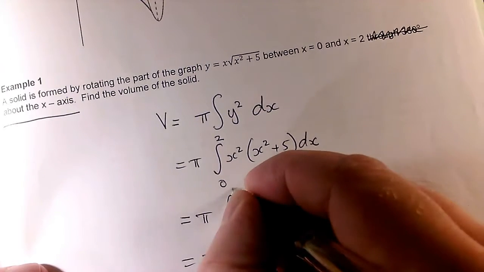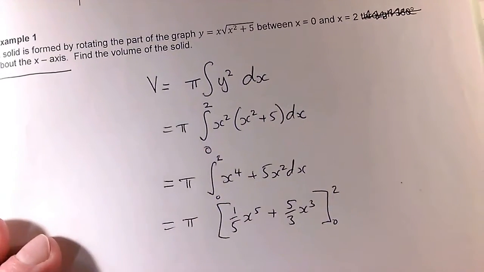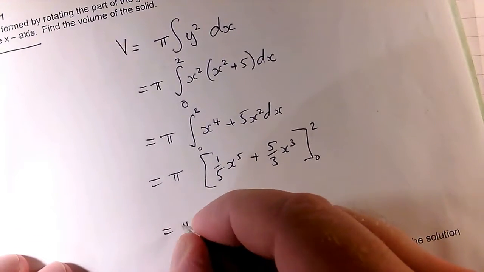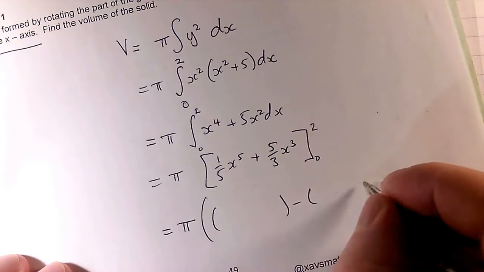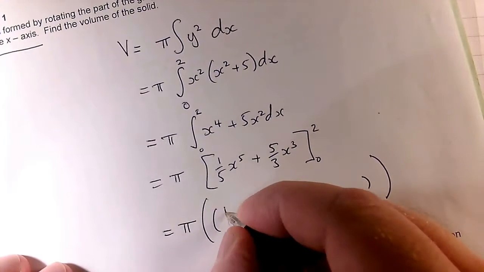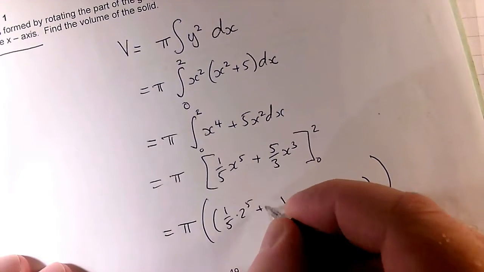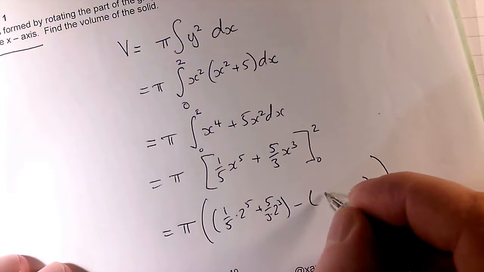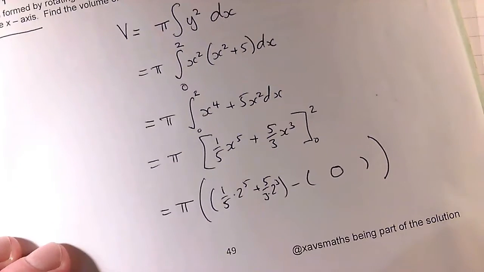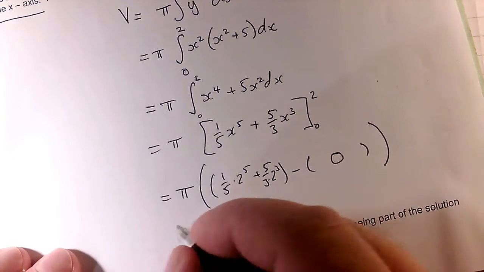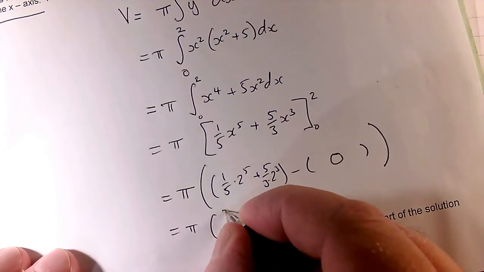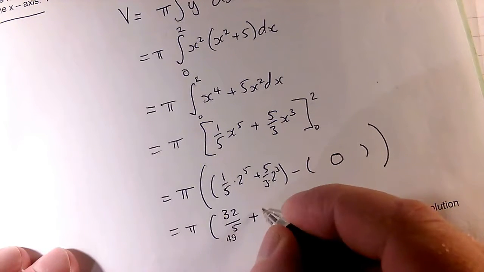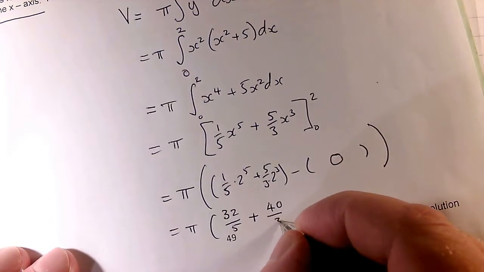Best not to lose your limits on the way through, but you can just remember them at the end. So we've got to slap our limits in, so we're going to get pi times a round bracket minus a round bracket. So it's a fifth times 2 to the 5 plus 5/3 times 2 cubed, and in this bracket it's 0 to the 5 and 0 cubed. Oh, that is just going to be 0. So we've got 2 to the 5, which is 32 over 5, so it's pi times 32 over 5 plus 5 times 2 cubed, which is 5 times 8, which is 40 over 3.